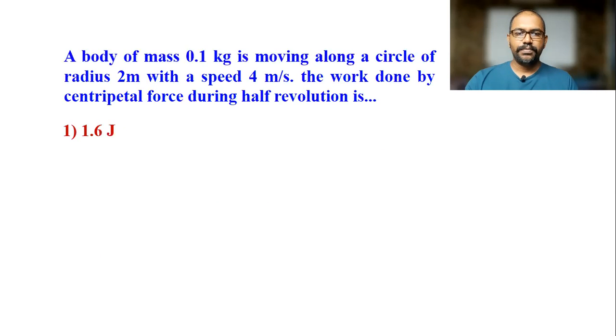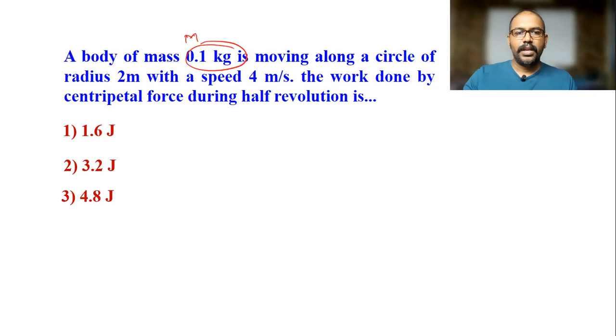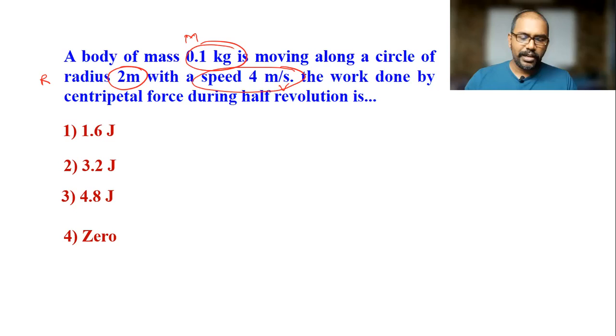Now next question. See this question. A body of mass 0.1 kg, here the mass of the body is given, moving along a circle of radius 2 meter, here the radius is given, with speed 4 meter per second. So the speed of the body is given. The work done by centripetal force.